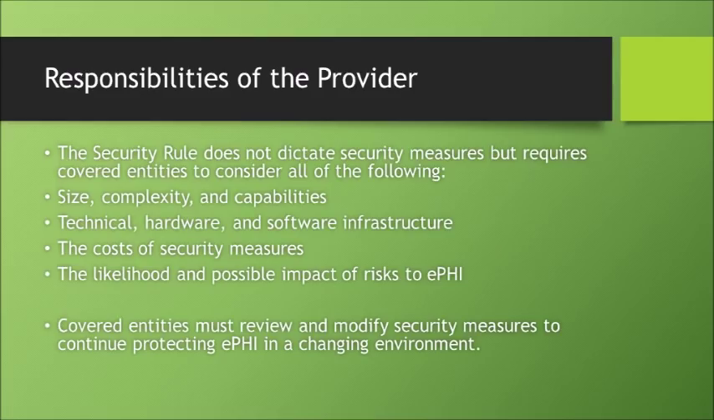What are the responsibilities of the provider? The security rule does not dictate security measures, but rather requires covered entities to consider all the following: size, complexity, and capabilities, technical hardware and software infrastructure, the cost of security measures, the likelihood and possible impact of risks to EPHI. Covered entities must review and modify security measures to continue protecting EPHI in a changing environment. These are the responsibility of the agency.